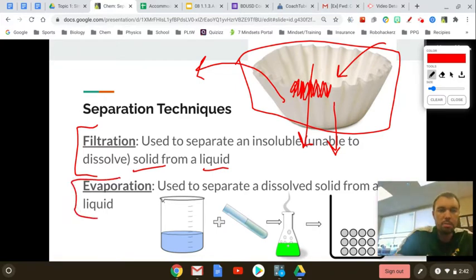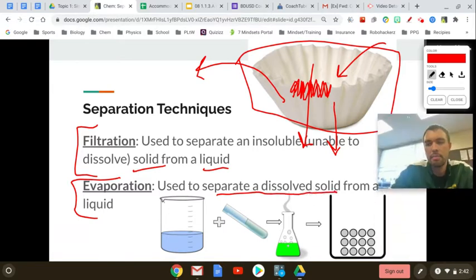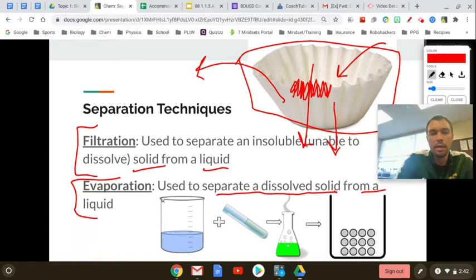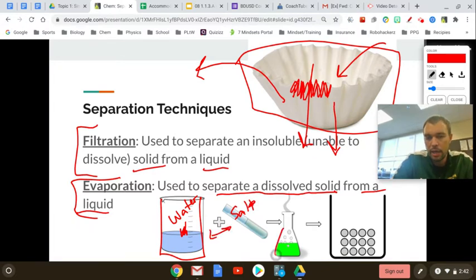Evaporation can be used to separate things. It's used to separate a dissolved solid from a liquid. So here's the process. Let's say we have salt water here. I should say this is water. Okay, this is salt. We combine them together to make salt water, and then we heat it up.